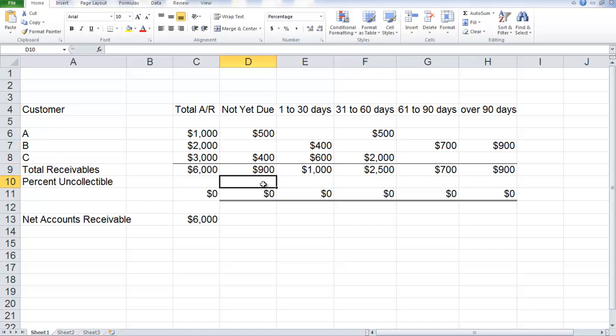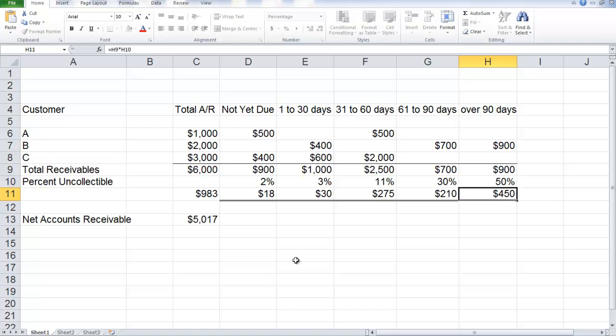Okay, so now we need to include the percentages. So for the not yet due category, approximately 2% of these people will not pay, meaning that $18 of this $900 will never ever be collected. Okay, and then we go on. The next bucket is 3%. The next bucket is 11%. The 61 to 90 days is 30%. And over 90 days is 50%. Okay, so the grand total of the uncollectible accounts, based upon $6,000 of receivables, is $983. So that amount is what probably will not be collected.